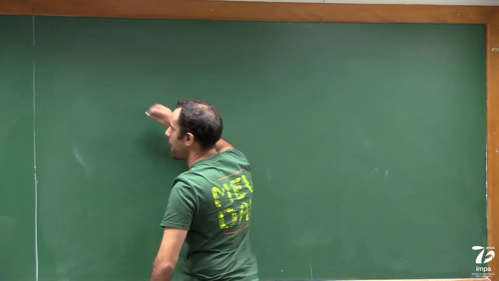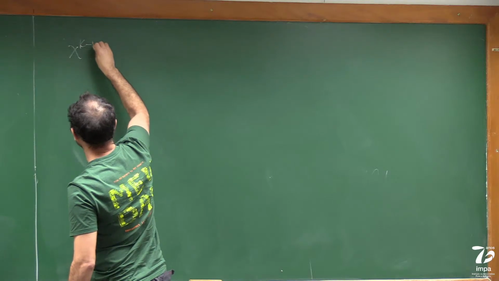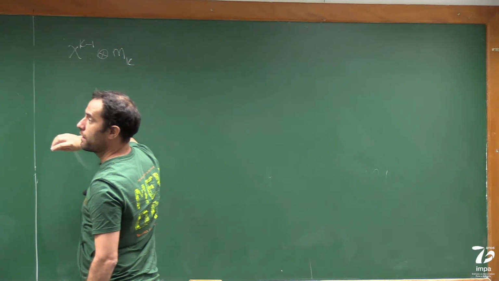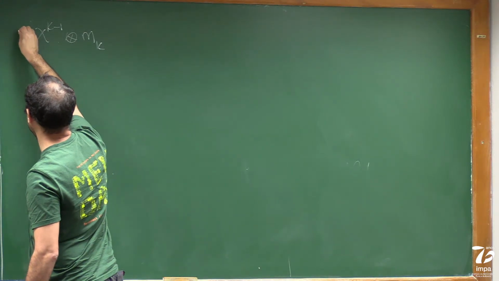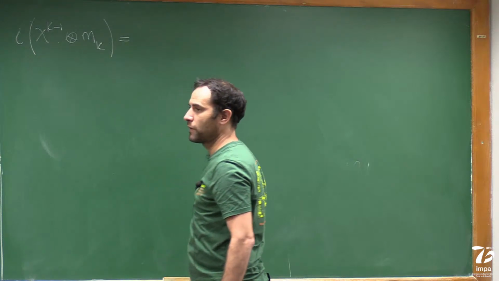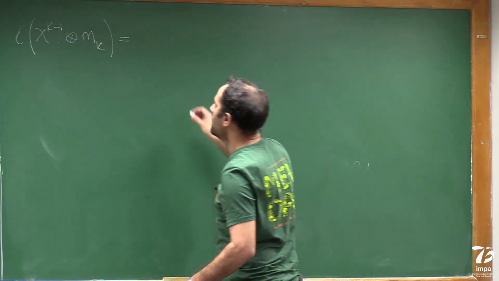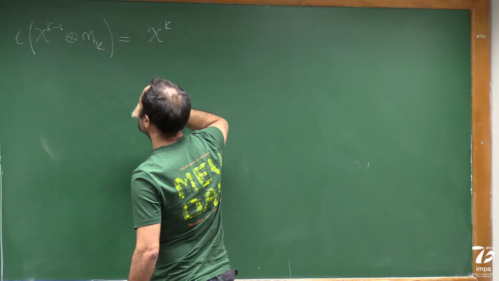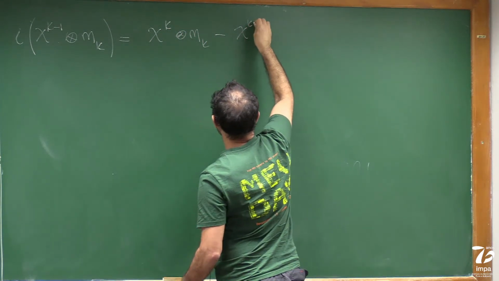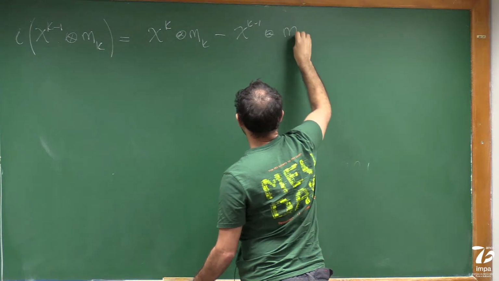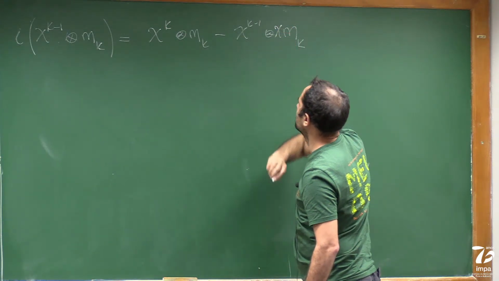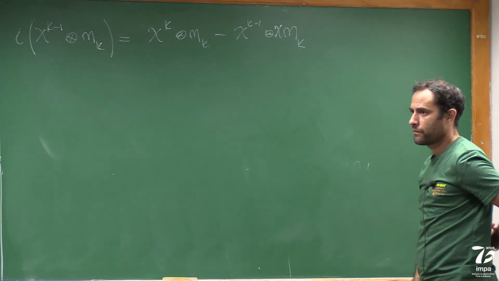Let's grab x to the k minus 1 tensor mk, and let's apply iota of this. So this is some x to the k tensor mk minus x to the k minus 1 tensor mk. Oops, tensor x times mk. Okay.